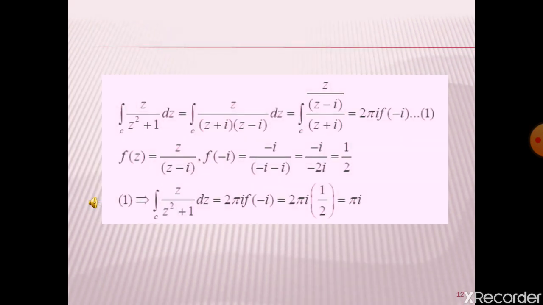Again, using Cauchy integral formula, the given integral can be written as the integral over C of (z/(z - i))/(z + i) dz. So using the formula, we get 2πi times f(-i). On calculating, we get f(-i) as 1/2. So the value of the given integral is πi.